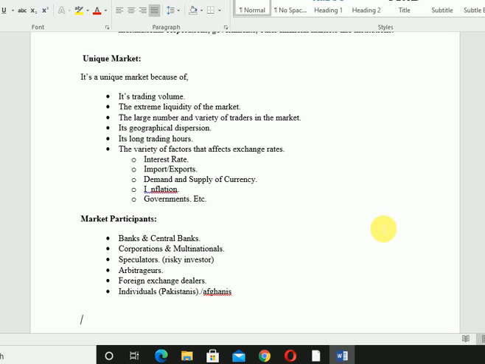Then the variety of factors that affect the exchange rate. Look, we are saying that nowadays $1 equals 77 Afghani.